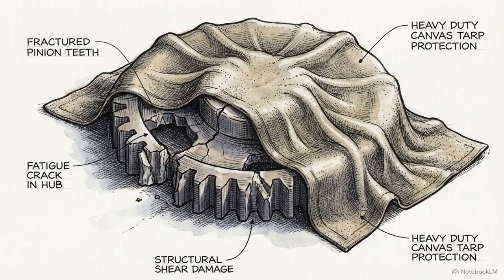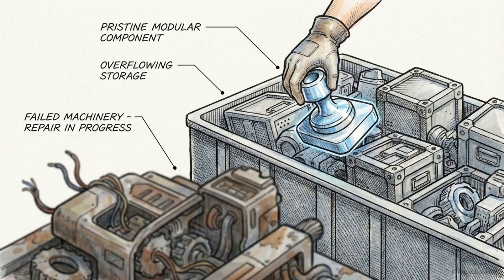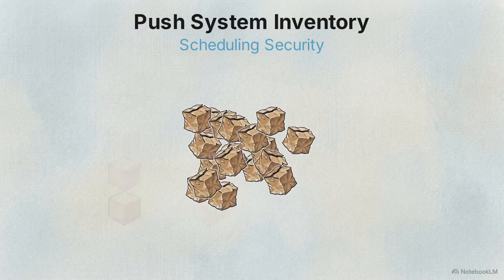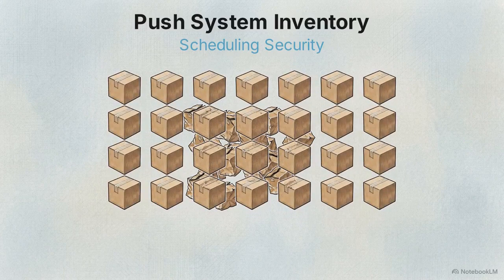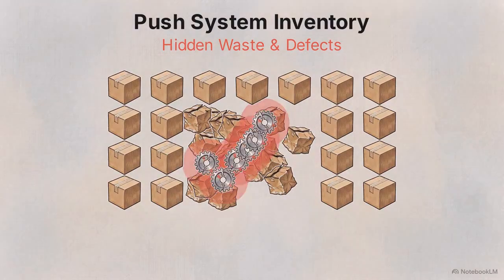These deep buffers mask serious production problems. When a machine produces a batch of defective parts, the assembly line does not stop because workers simply reach into the massive pile of buffer inventory to keep the line moving. The traditional push system successfully guarantees scheduling security, but it buys that security by accepting hidden operational waste and normalized defects.